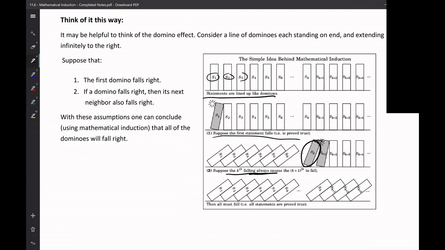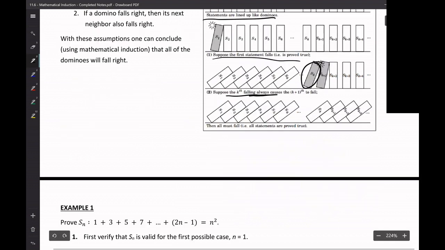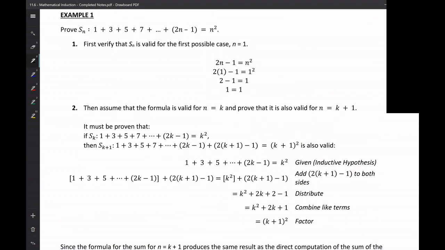Okay, so let's go through an actual example with this. I provided an example that I wrote out with the steps, and we can look at this first. It says prove that this expression, 1 plus 3 plus 5 plus 7 plus whatever, all the way up to the nth term, 2n minus 1, is equal to n squared. We want to show that this is true in general.